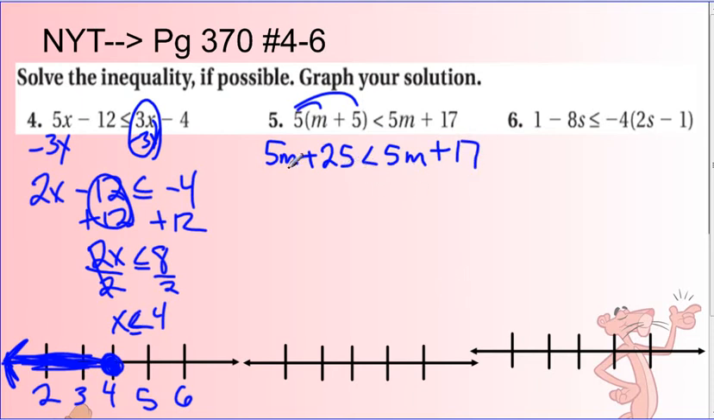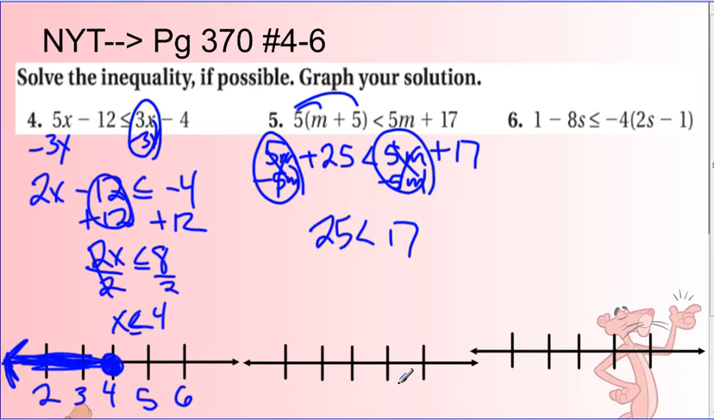I cannot combine anything on either side, but I do have the same variable on both sides. So I'm going to subtract 5m, minus 5m. My variables cancel on both sides. I'm left with 25 is less than 17. Is 25 less than 17? No! This guy has no solution.